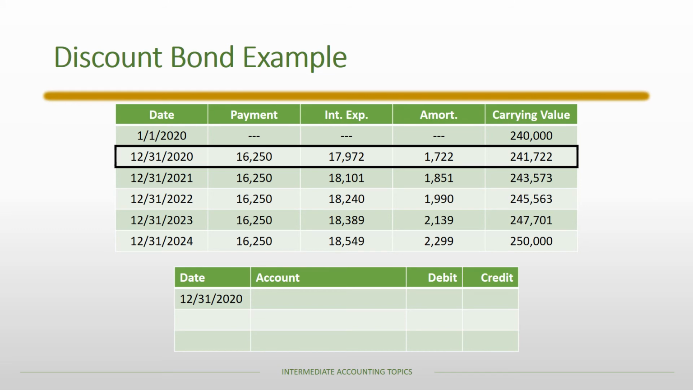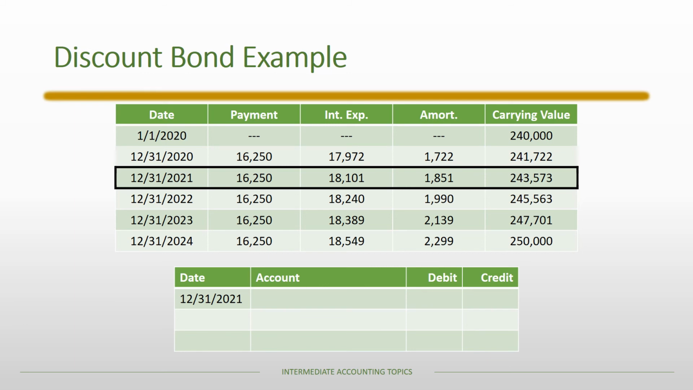So now we're going to use that amortization table to create our journal entries. The next journal entry is the payment on 12/31/2020. We can see that the contractual cash payment is $16,250. That is the amount that we credit cash for. From the table, we can see that the interest expense is $17,972. And that difference then is the amortization of the discount, $1,722. The discount balance is a debit balance, and so it's going to be amortized with credits until the balance in the account is 0.